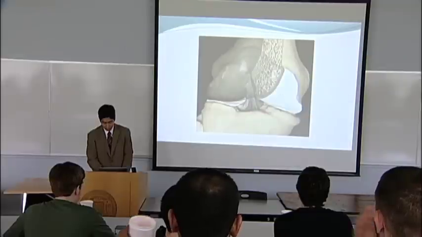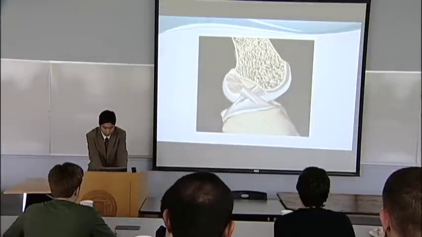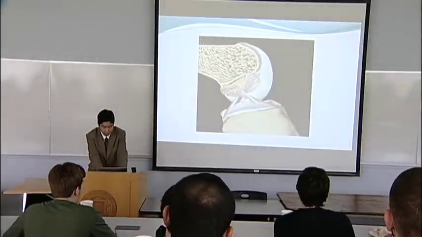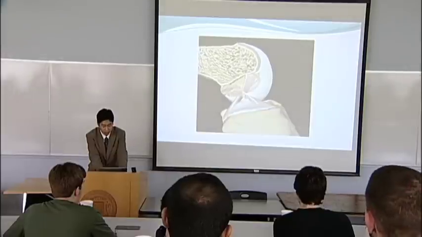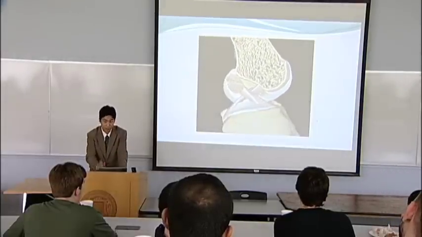So then we are talking about the ligament. This is the femur, and this is the tibia. And this ligament is the anterior cruciate ligament, or ACL, and this ligament somehow got injured.